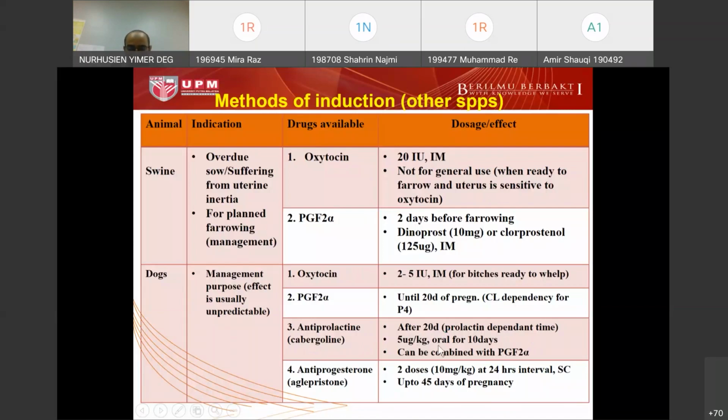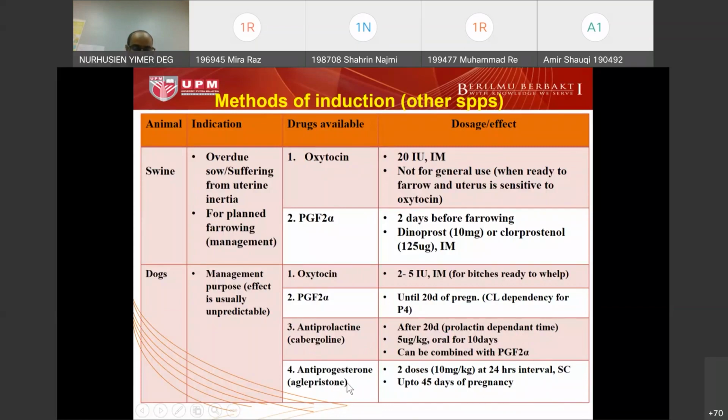So you have got this dosage, and you have to provide this orally for a longer period, about 10 days. And then you can have the induction go on. This can also be combined with prostaglandin to make the process much faster.